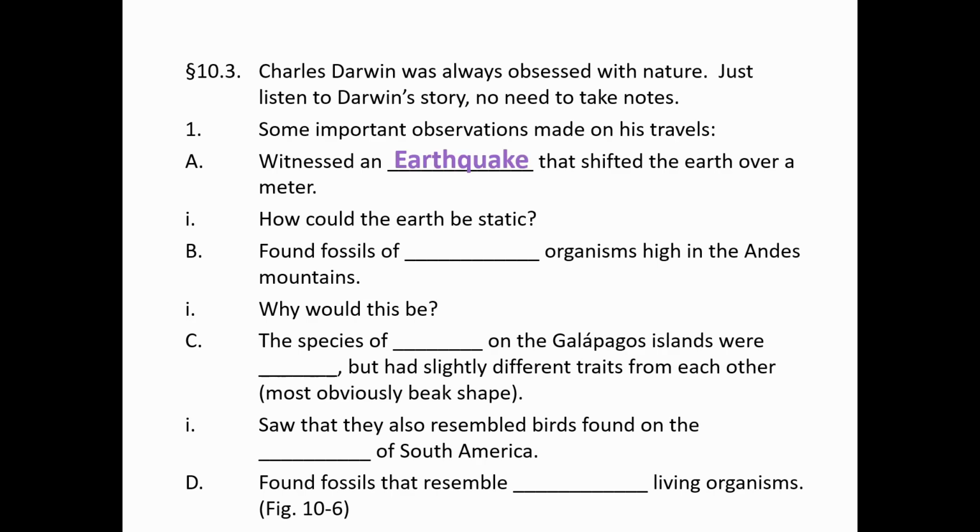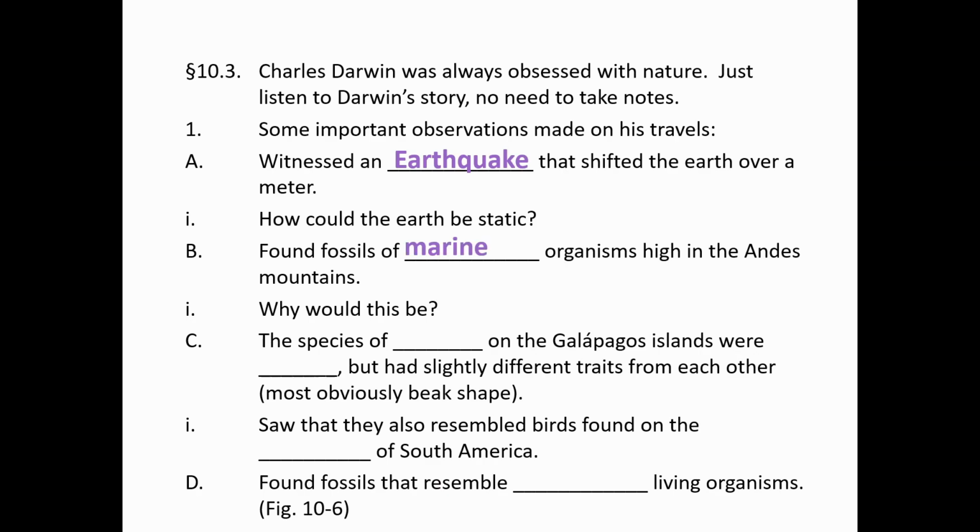One, he witnessed an earthquake, and this earthquake was massive and shifted parts of the Earth over an entire meter. That's 3 feet, basically. So if an earthquake could shake the ground so hard and so much that the Earth literally shifted several feet, how could the Earth be static? Something was causing change with the Earth itself. And we could apply this to animals and plants and other organisms as well.